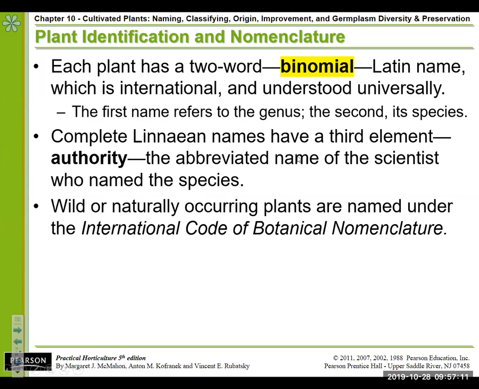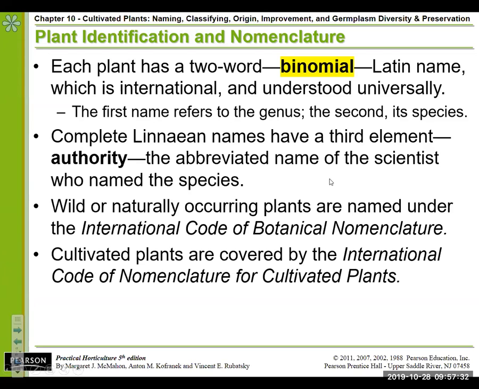The complete Linnaean names, as they say, have the third element, the authority, which is the abbreviated name of the actual person who named that species of plant. And I don't usually try to even remember that or have my students remember that, so don't worry about the authority.